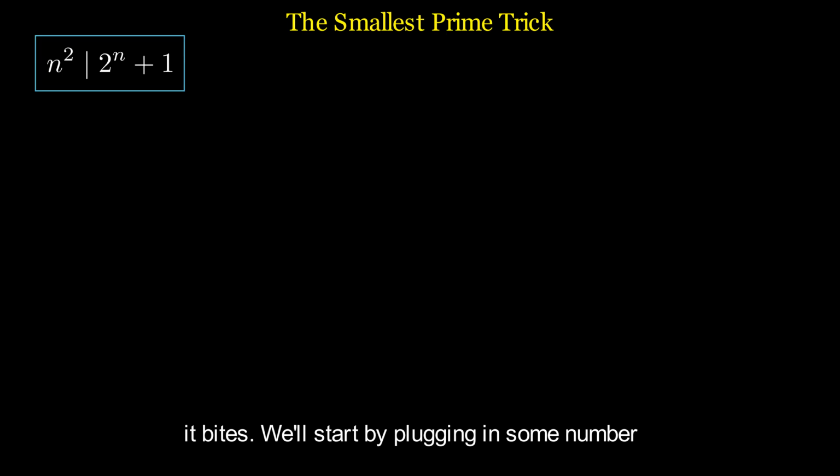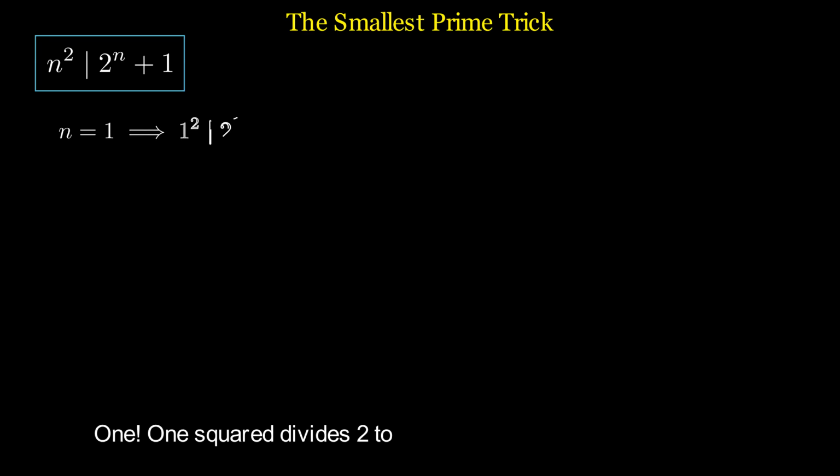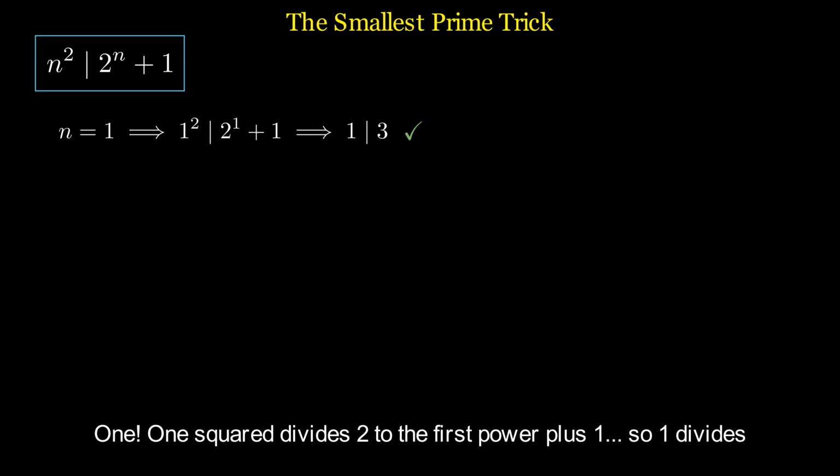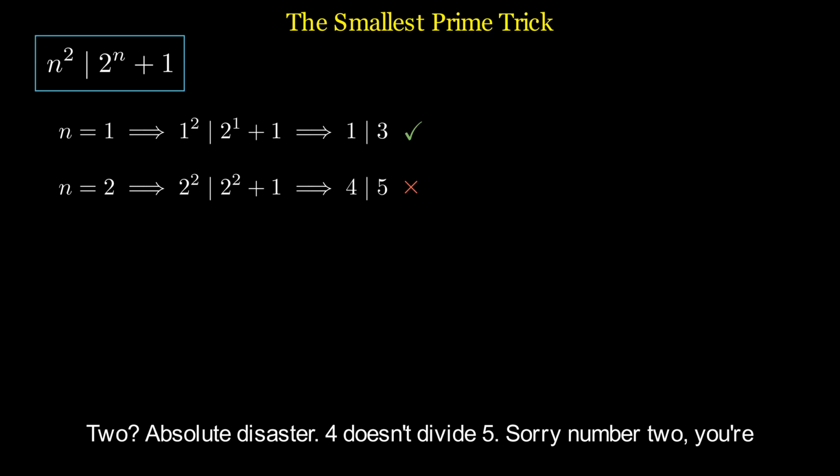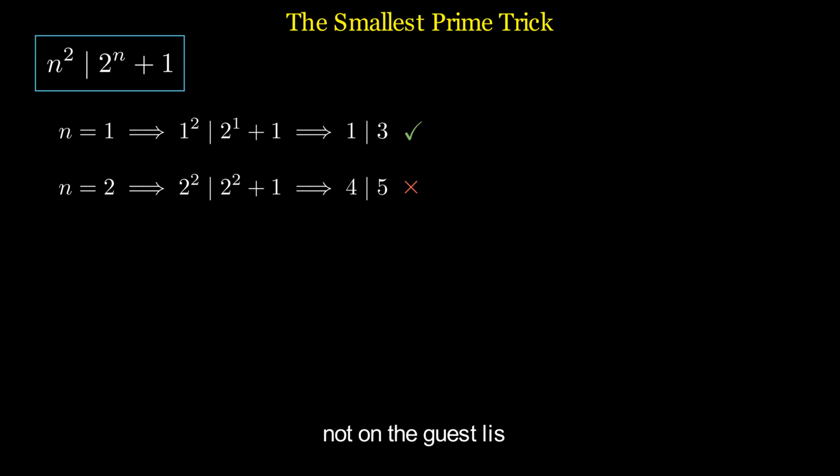We'll start by plugging in some numbers. 1 squared divides 2 to the first power plus 1, so 1 divides 3. Easy points. We're off to a great start. 2? Absolute disaster. 4 doesn't divide 5. Sorry, number 2, you're not on the guest list.